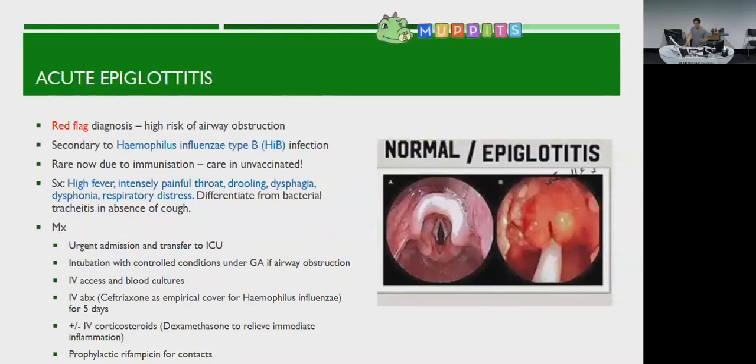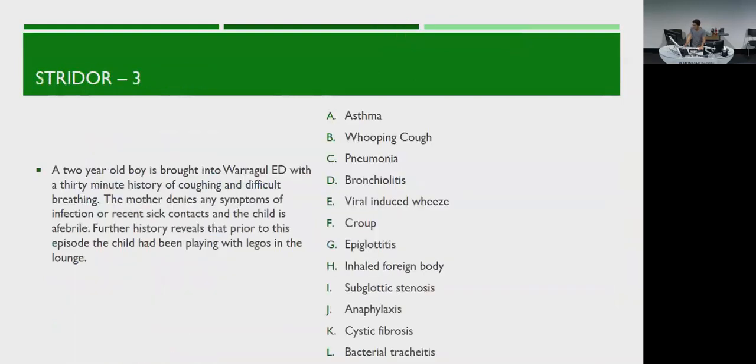And for any contacts, later down the line, once we've got the kid under control, we can consider prophylaxis for the contacts as well to prevent its spread. Something I failed to mention here is that I'm pretty sure this is a notifiable disease. Cool, next question.